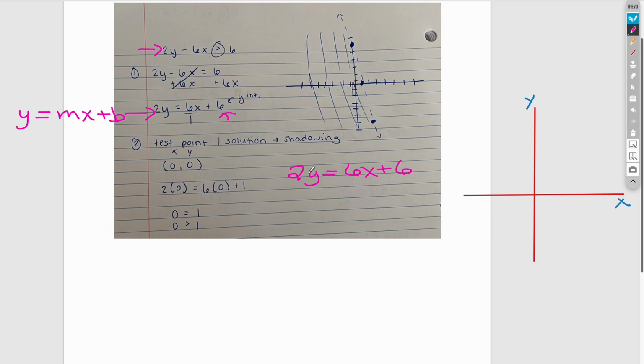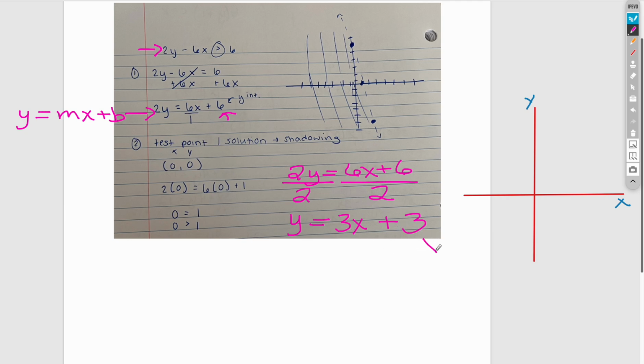So we have 2y. This 2 is being multiplied by y. So what we have to do is divide both sides by 2. So 2 divided by 2 is just 1. 1 times y is y equals, and then we divide each of the factors by 2. So 6x divided by 2 is the same as 3x, and then 6 divided by 2 is plus 3.